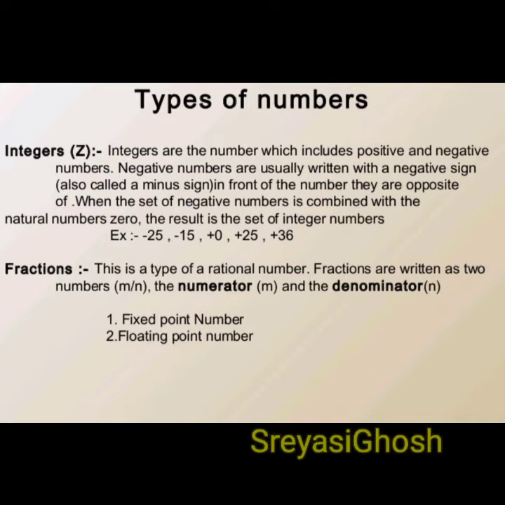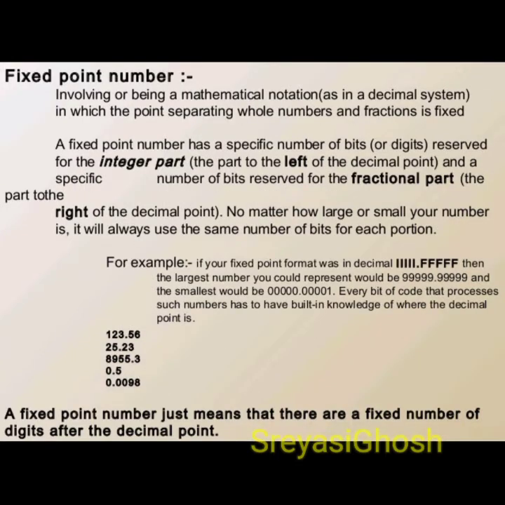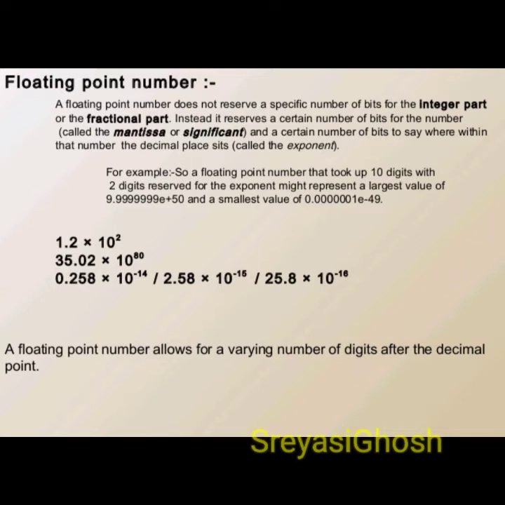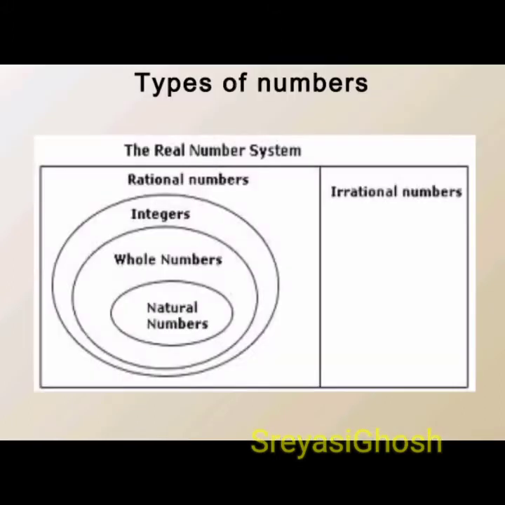These are in general used for computer science people. They are more concerned with this. So a brief definition and example of a fixed point number is given over here. Please look to the slide. And for a floating point number, a brief definition and an example is given over here.